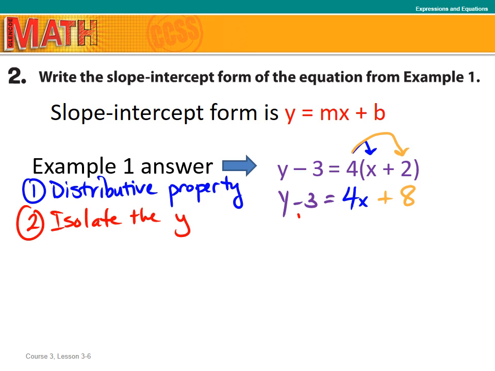The y will be isolated by adding 3 to both sides. That eliminates the -3, so I'm left with y is equal to 4x plus 8 plus 3, which is 11. Let's confirm that this is in slope-intercept form. I have y, I have my mx, and I have my b. So y equals 4x plus 11 is the slope-intercept form of the answer in example 1.